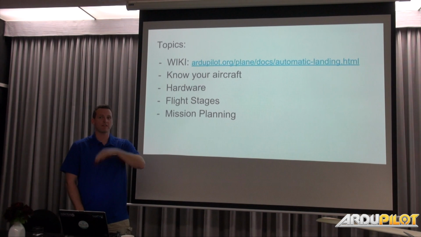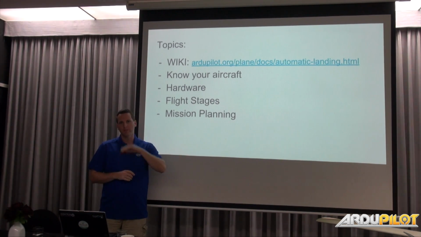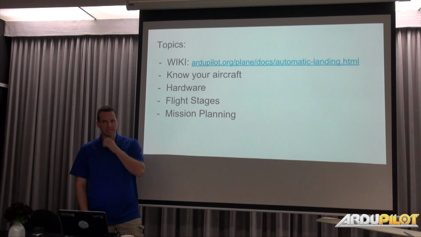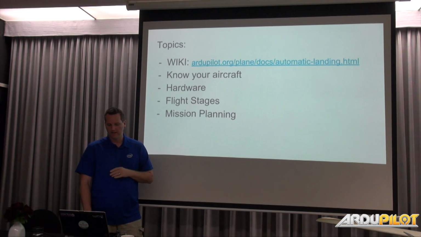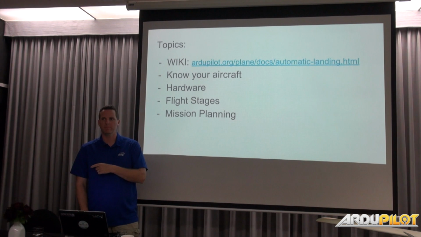Mainly there's a whole lot of documentation about this on the wiki. So things that we talk about at length on the wiki, I'm going to skip over a little bit and refer you to it. I'm going to try to talk about what's easier said in person than in text. So basically, figure out your aircraft, what kind of hardware is good for auto landing, the stages of it, as well as how to set your missions up, because that seems like the hardest part. Everyone just gets all those wrong.